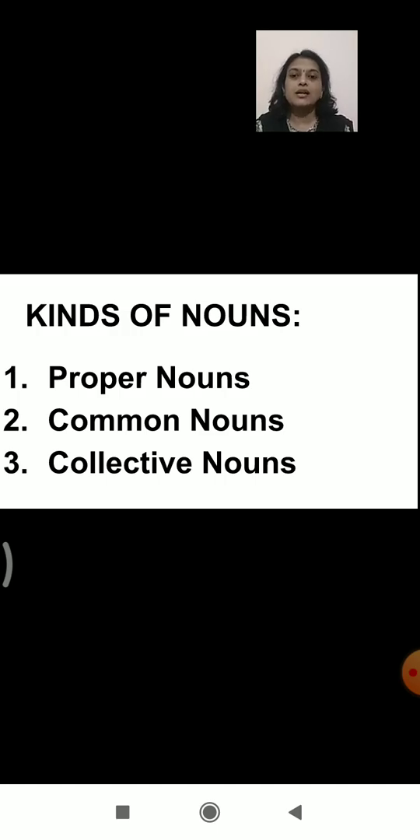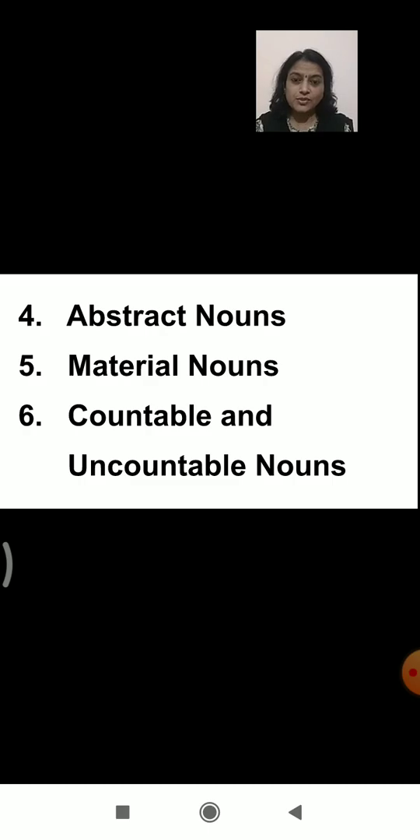So they are the kinds of nouns. Which are they? Proper nouns, common nouns, collective nouns, abstract nouns, material nouns, and countable and uncountable nouns, right? So we have learned these different kinds of nouns so far. I hope you have followed what I've explained and you are able to understand. Okay, so I hope you will be able to find out the nouns very easily now.